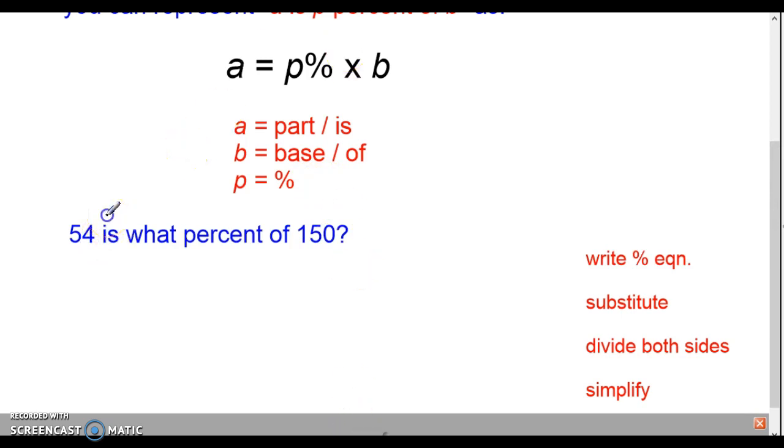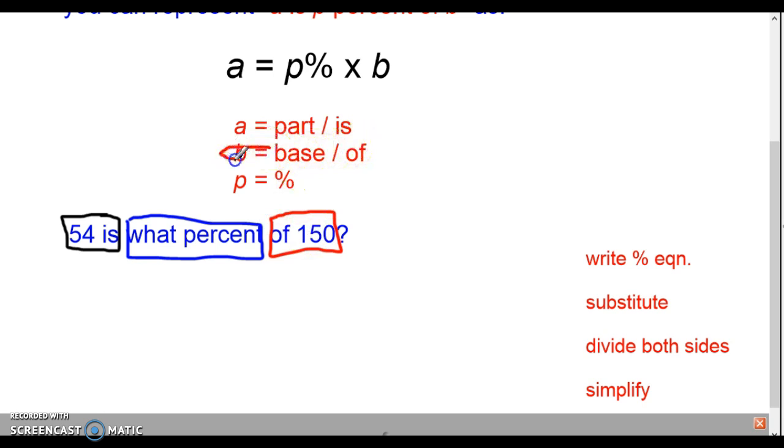So right here, I know that 54 is going with my "is." 54 is what percent, that is what I'm looking for. So I am looking for my percent of what number? So I'm going to color code up here as well. So my "of" goes with my B. So I'm going to plug that in right here.